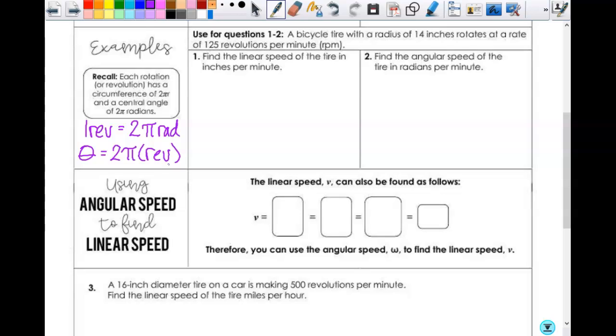All right, so then it says find the linear speed of the tire in inches per minute. All right, so my linear velocity, we're using S over T right now. S is equal to R theta. What is the radius? 14 inches. So this is 14 times theta, and the way I get theta is 2 pi times the number of revolutions, and this says 125 revolutions per minute. So 125.